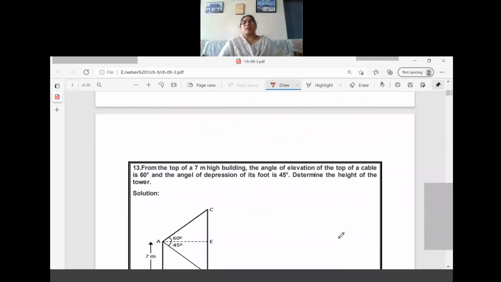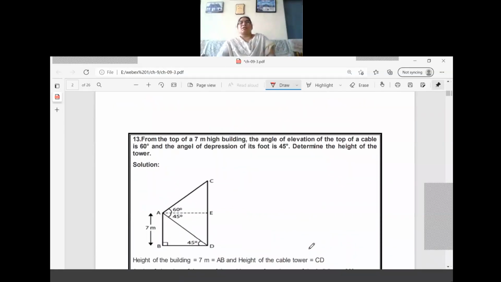So the next question. From the top of a 7-meter building, the angle of elevation of the top of the cable tower is 60 degrees. The angle of depression of its foot is 45 degrees. Find the height of the tower. So here two buildings are there also. One is the angle of elevation, one is the angle of depression. The elevation is from the 7-meter building, the angle of elevation is 60 degrees. So first we will complete the angle of elevation.